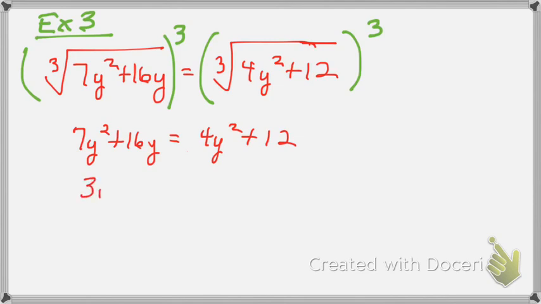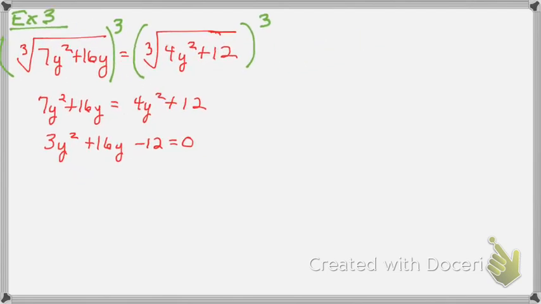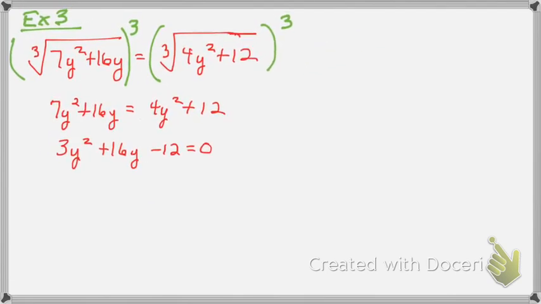3y squared plus 16y minus 12 equals 0. Well, how do I solve one of those? I factor using what type of factoring?